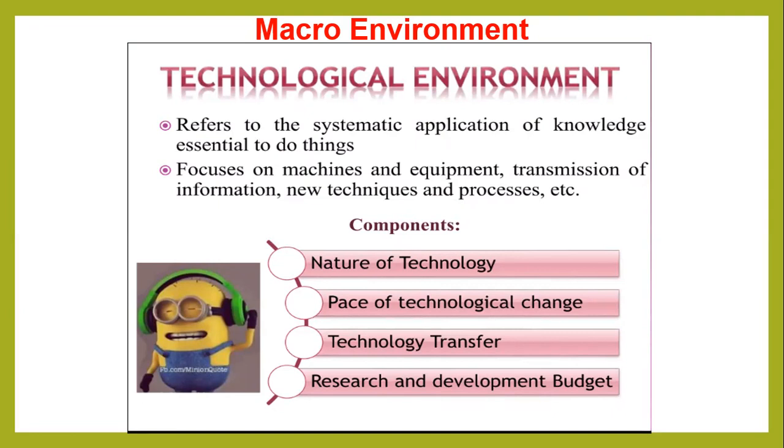And when we talk about technology, we talk about R&D. The R&D budget also plays an important role, especially for consumer durable goods like Samsung and LG, or smartphone manufacturing companies. They come out with new brands and new technologies. They keep on coming with new innovative technology. This innovation is possible because of R&D. Therefore, the R&D budget is one of the components of the technological environment. So what are the components of the technological environment? The nature of technology, the pace of technological change, technology transfer, and the research and development budget.